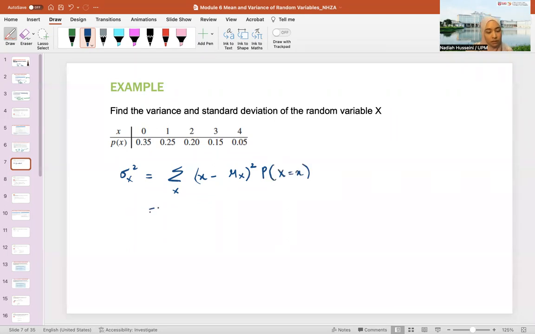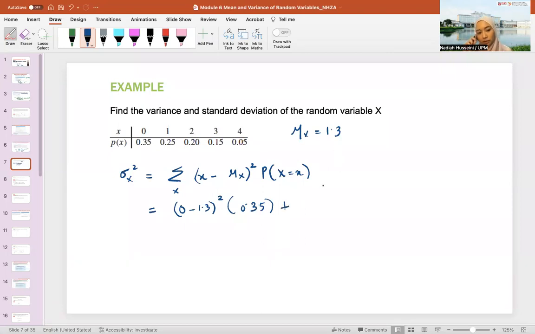Okay, so let's do this. We know what the mean is from our previous calculation. It was 1.3, right? Let's reuse it because it is the same data. Don't want to do the same thing over and over again. So X is 0 minus 1.3, squared, times the probability of that for this guy, 0.35. That's the number 3. Looks like a squid.